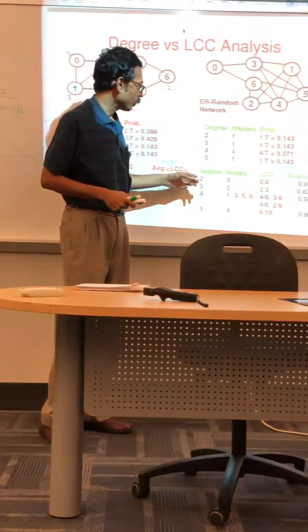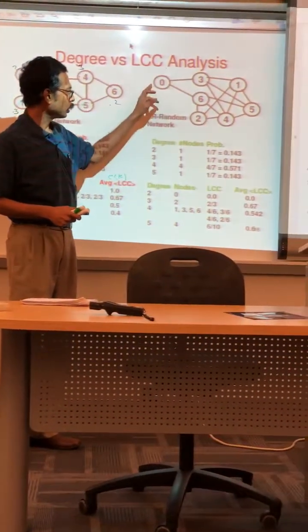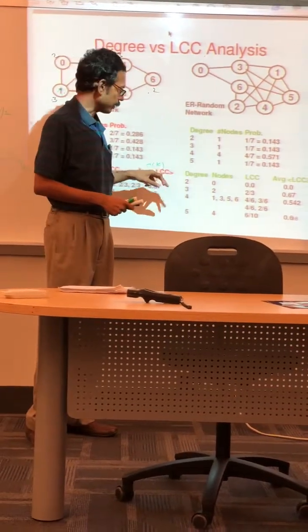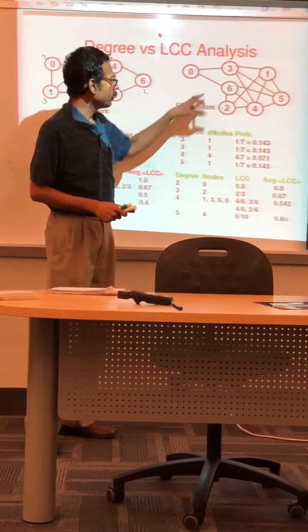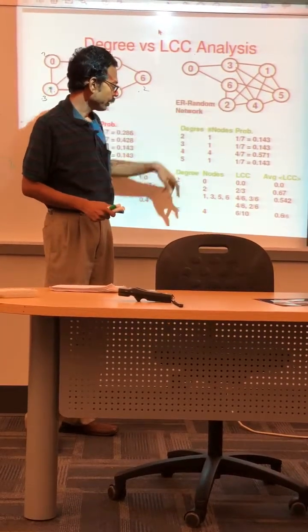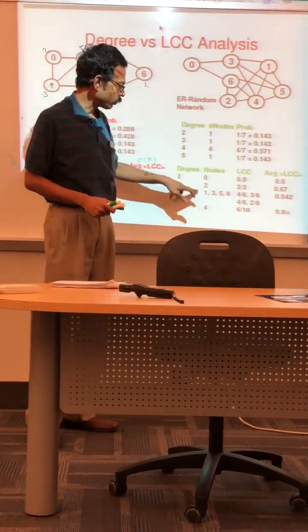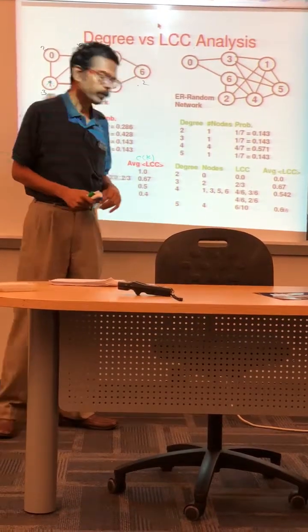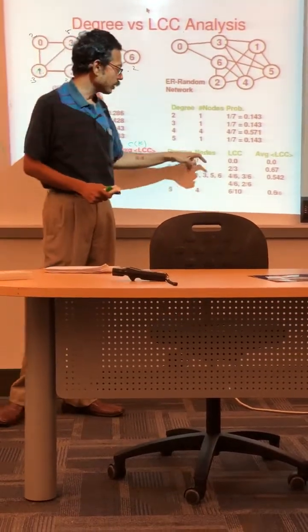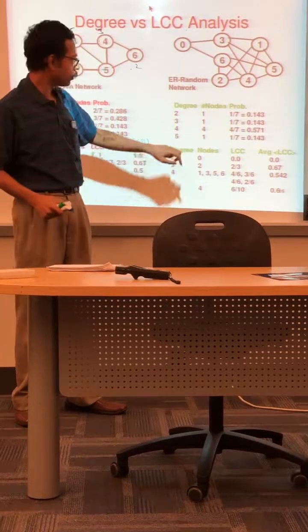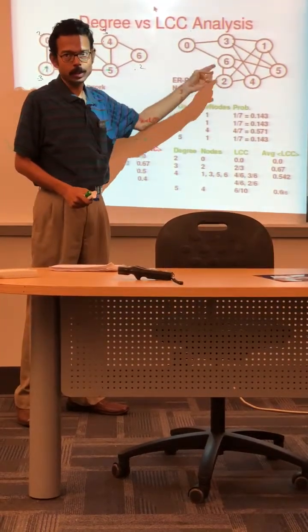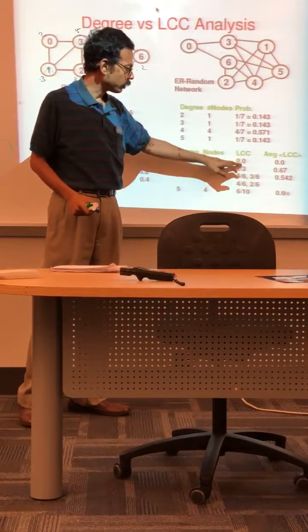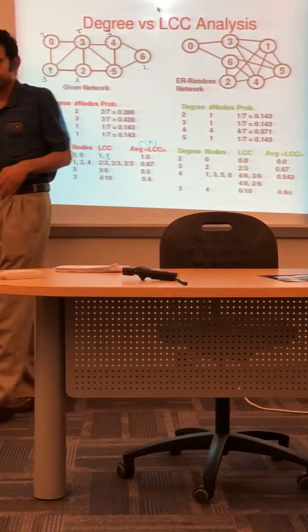Okay, so find the nodes with degree 2. There's one node with degree 2 which is 0. There's one node with degree 3 which is node 2. And 4 nodes with degree 4, so 1, 3, 5, 6 and so on. So find the local clustering coefficient of each of them. So node 0 has 2 neighbors, 3 and 6, but there's no edge between them. So the clustering coefficient of node 0 is 0.